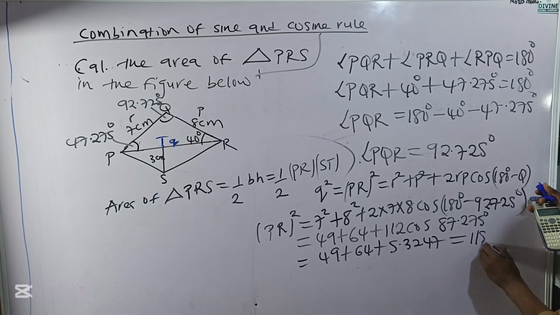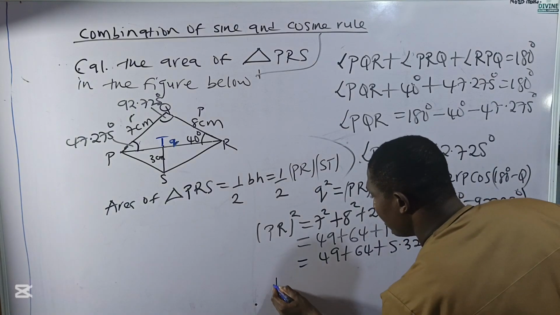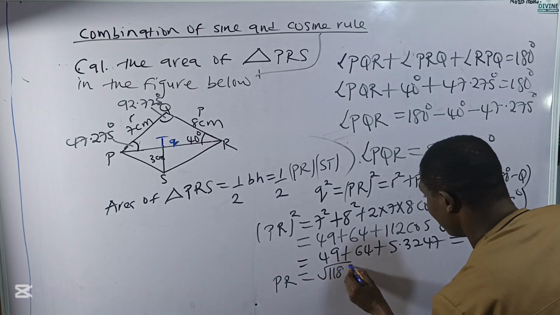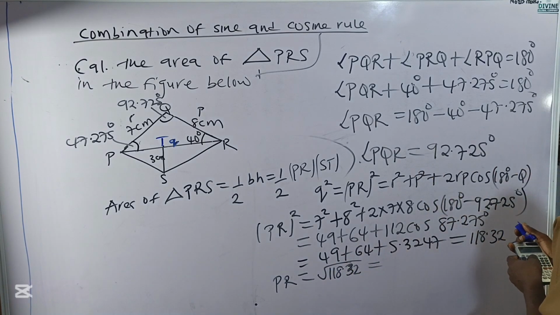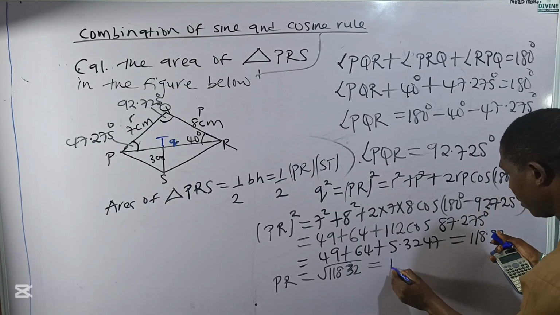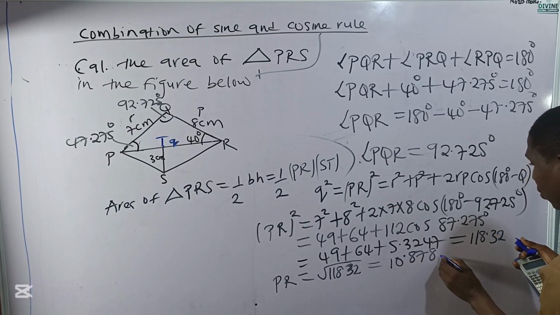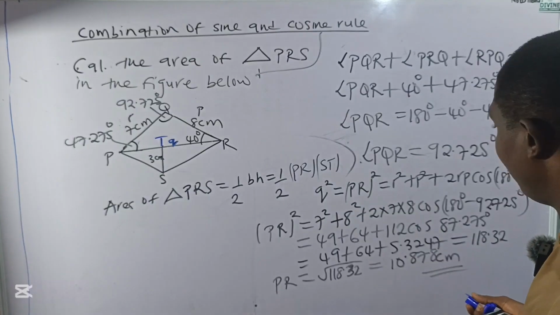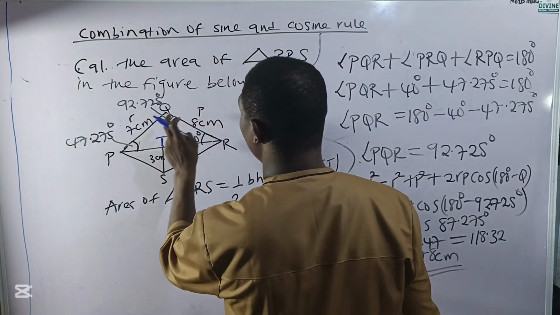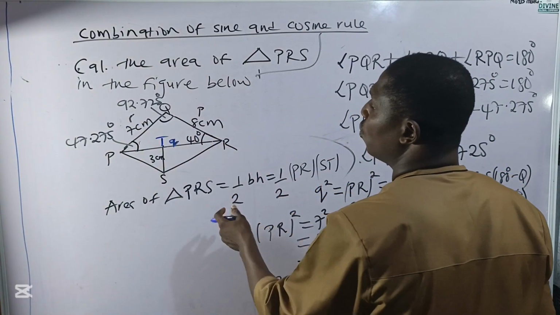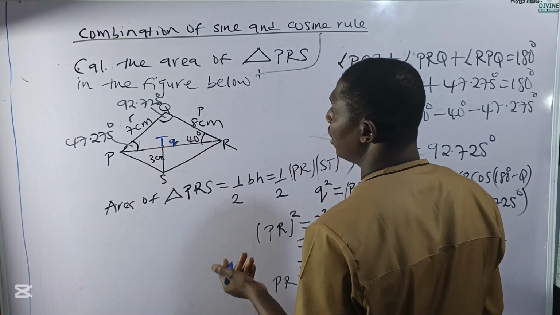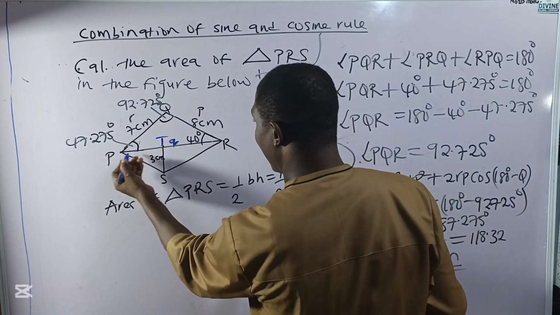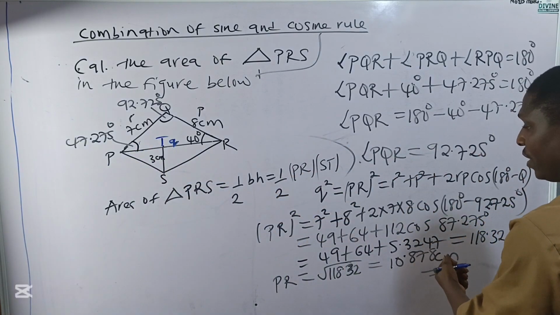And if I add up all this, plus 64 plus 49, this will give me 118.32. And PR, taking the square root of 118.32, will give me 10.878, in centimeters. So I've gotten PR. And if you watch, PR is greater than 7 and 8. Why? Because it is facing the biggest angle. So angle PQR is an obtuse triangle. So we are focusing on our PR, which we've gotten as 10.878 centimeters.